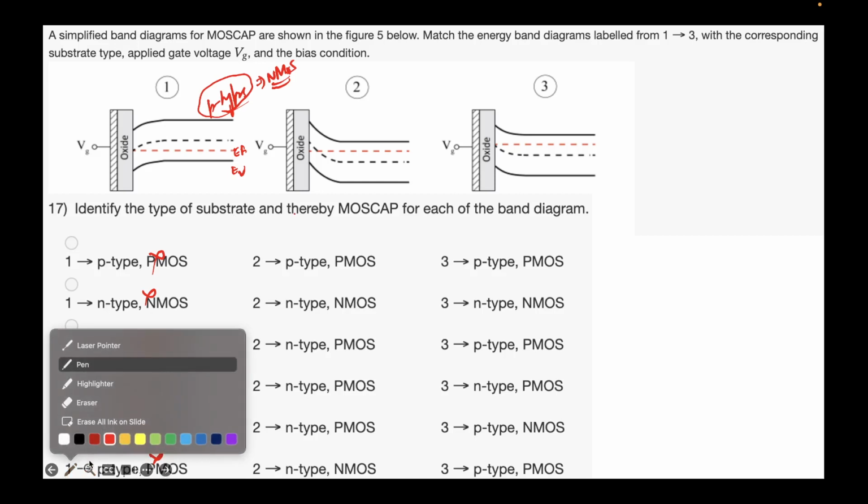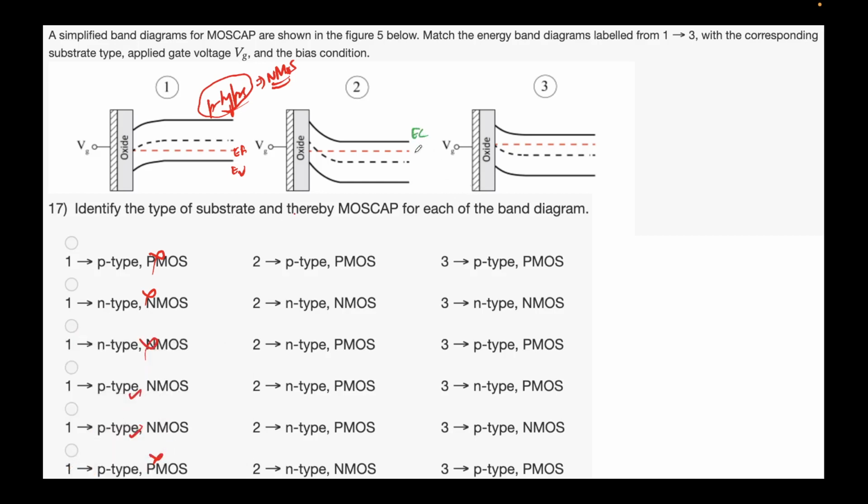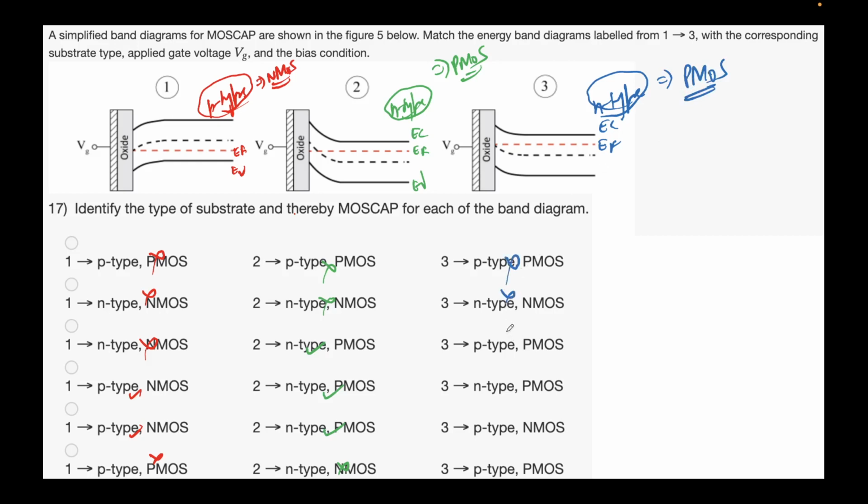In the second device, this is EC, this is EF, this is EV. In the bulk, EF is closer to EC. This means it's N-type. N-type materials give rise to PMOS. They can have an inversion layer of holes, which is known as a PMOS device. So N-type and PMOS. Finally, in device 3, EC is closer to EF, again in the bulk, which means it's an N-type device. If it's an N-type device, it can give rise to a PMOS. So N-type and PMOS again. What you see is option 4 is the one which satisfies all these conditions.